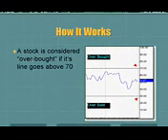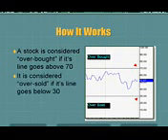A stock is considered overbought if its line goes above 70, and then it is considered oversold if the line goes below 30. So we can see whether it's overbought or oversold by whether it goes over those lines.